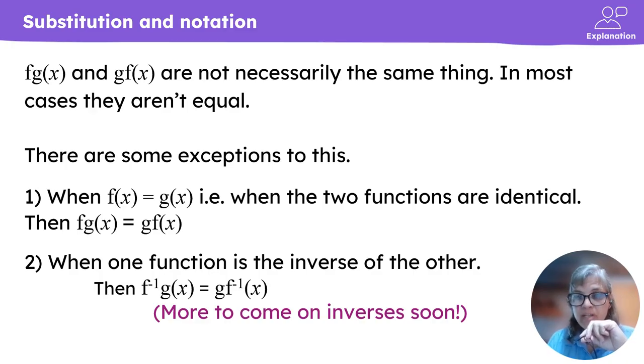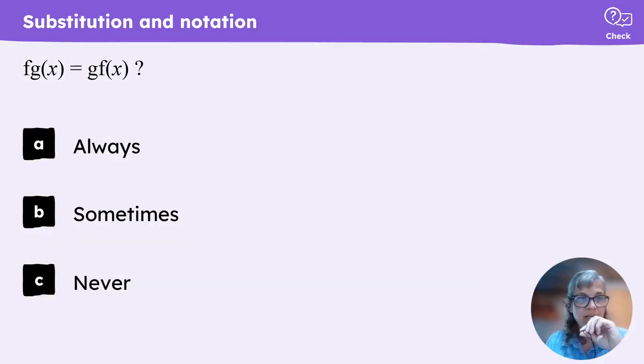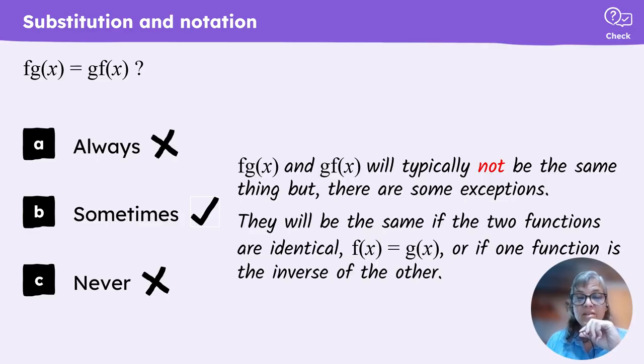Okay, so look at this question on the screen, and you can look at it and pause the video. FG of x equals GF of x: always, sometimes, never. What do you think? Okay, hopefully you said sometimes. That's what you should say, because they're typically not the same thing, but we just talked about two exceptions. They would be the same if the two functions were identical, or if one was the inverse of the other. All right, let's carry forward.